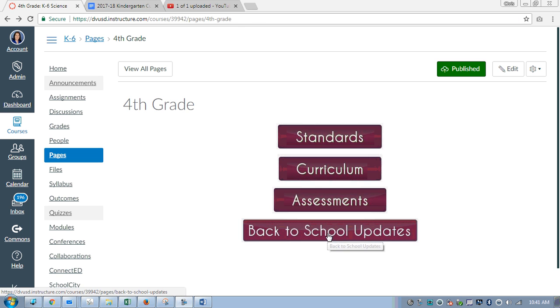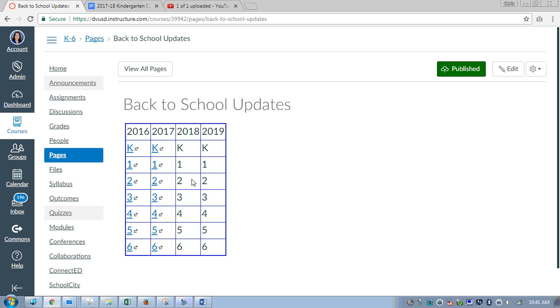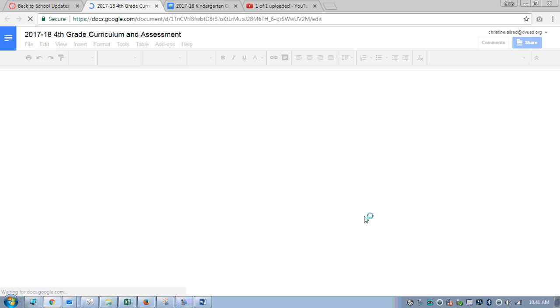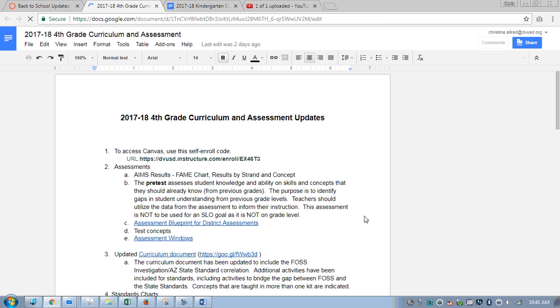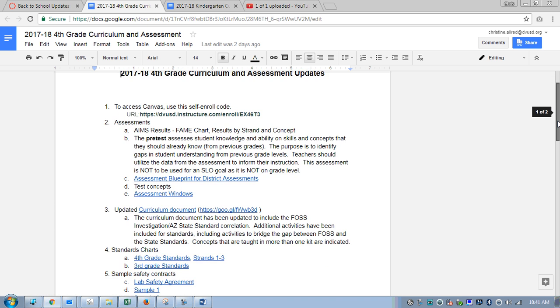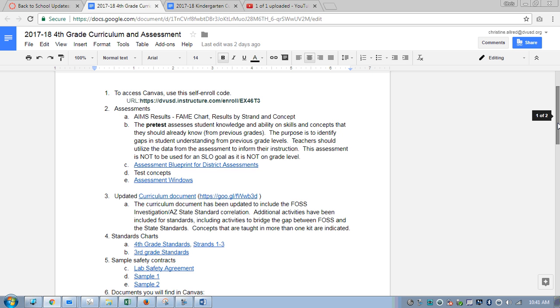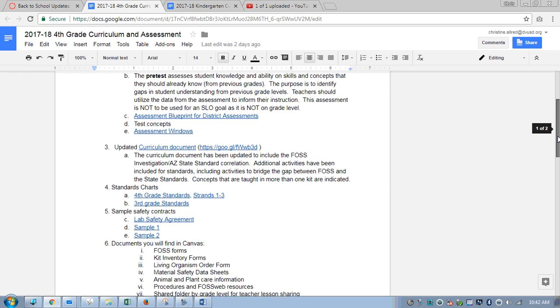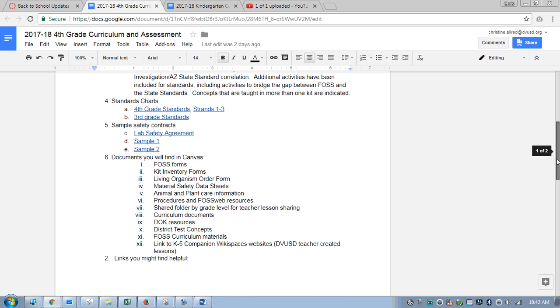The last tab that we're going to look at is this back to school updates. And we'll click on 4th grade. A lot of what I've gone through today is listed on here. AIMS results will be posted in Canvas soon. You should also be able to get your personal AIMS results or your school AIMS results from your principal, because they should have that information at this point. Some of these things we've already kind of clicked through.